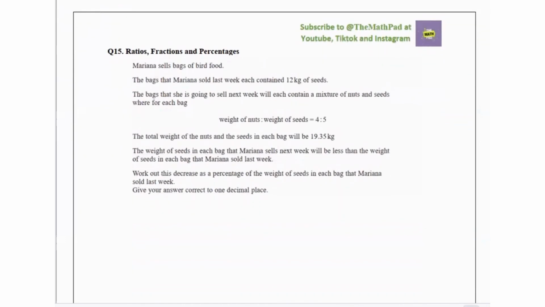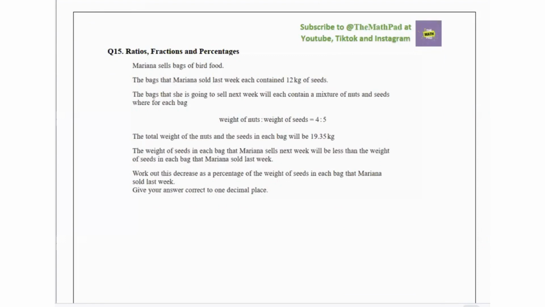Next question says that Mariana sells bags of bird food. The bags that Mariana sold last week each contained 12 kg of seeds. The bags that she is going to sell next week will each contain a mixture of nuts and seeds, where for each bag, weight of nuts is to weight of seeds is 4:5. The total weight of the nuts and the seeds in each bag will be 19.35 kg.